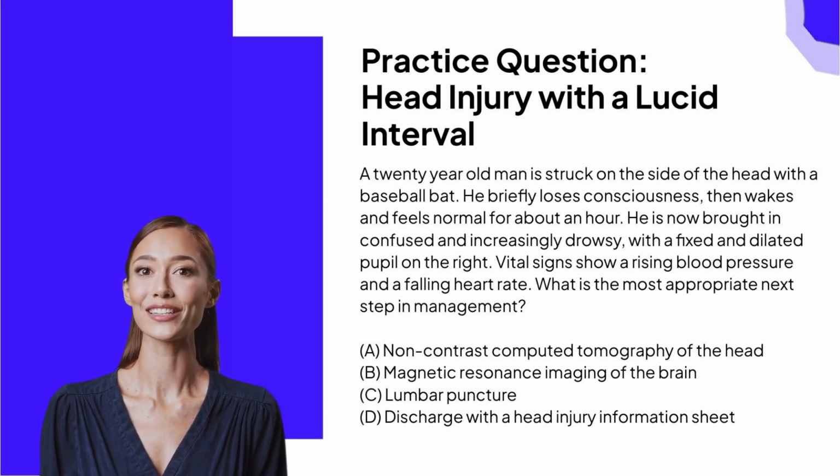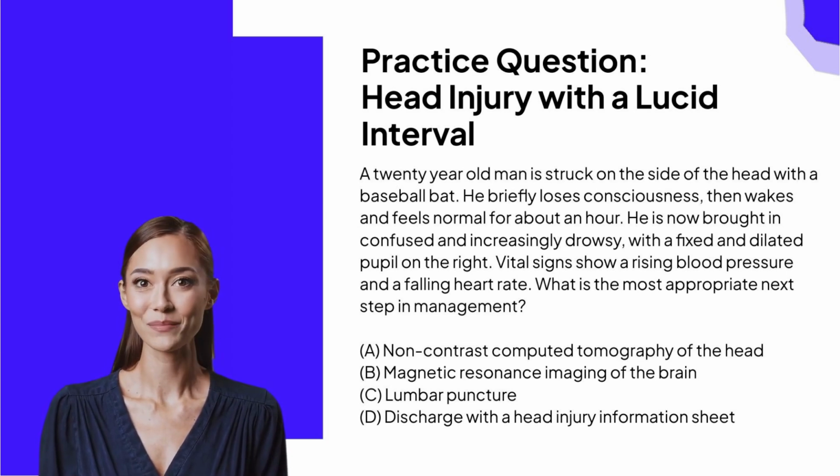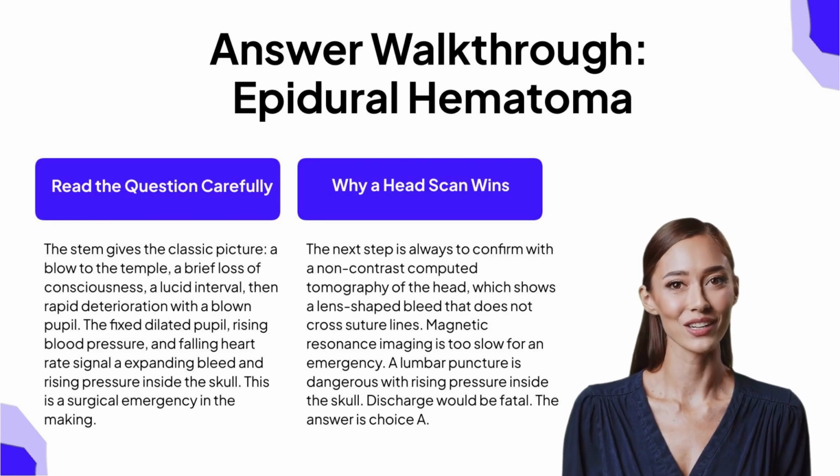As you read the choices, hold on to 3 details: the blow to the temple, the period where he felt fine, and the blown pupil with the rising pressure and falling heart rate. Those details are pointing you toward one specific picture. Let us work through this answer.